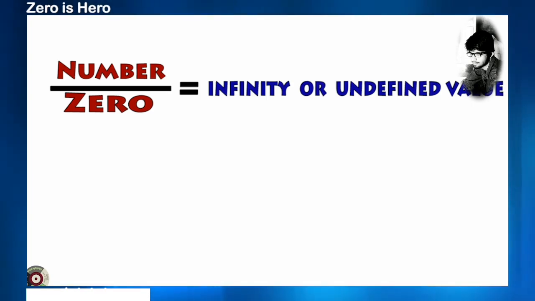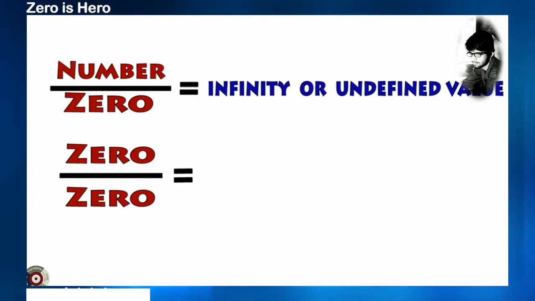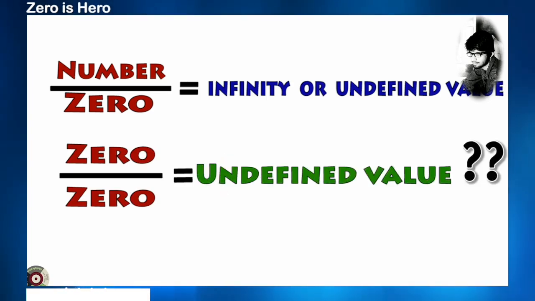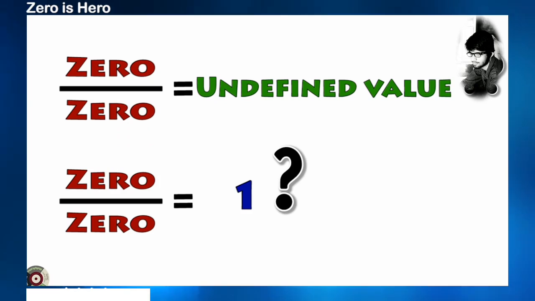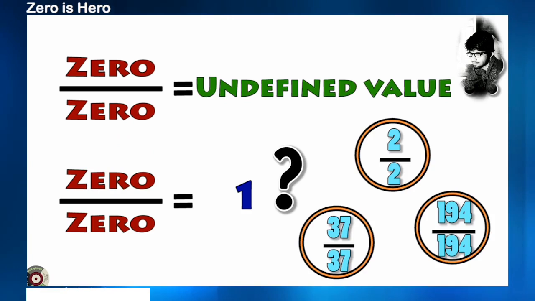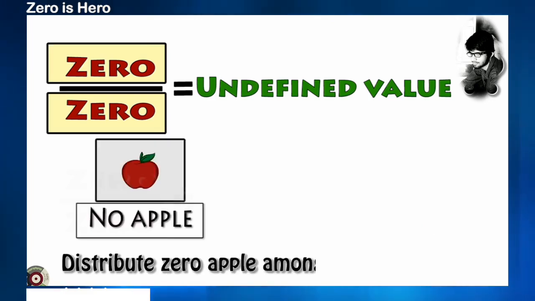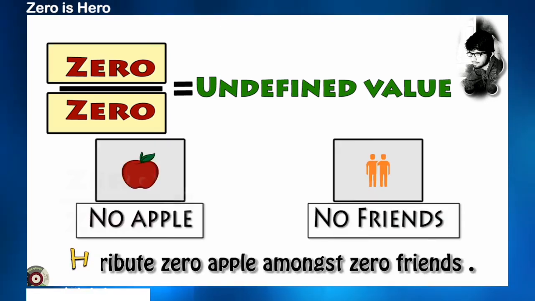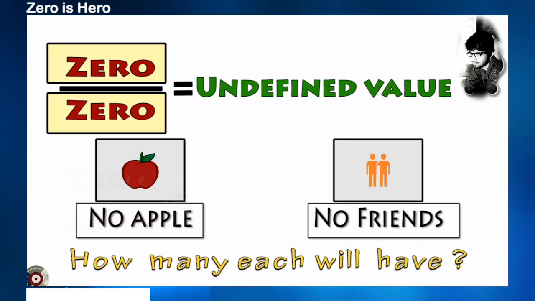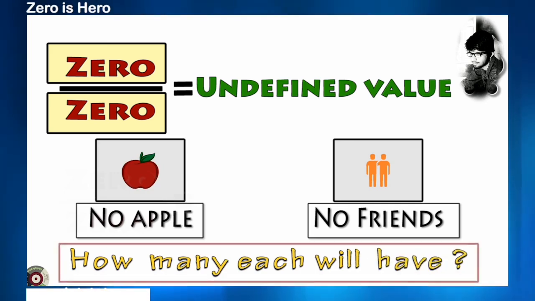Now I am thinking, what if we divide 0 by itself? The result will again be undefined or it will be 1, because we know that if we have same numbers in both numerator and denominator, then answer is always 1. So let's understand this with an example. For the first case, just assume that you distribute 0 apples equally amongst your 0 friends. So how many each one will have? Do you see that this question makes no sense?